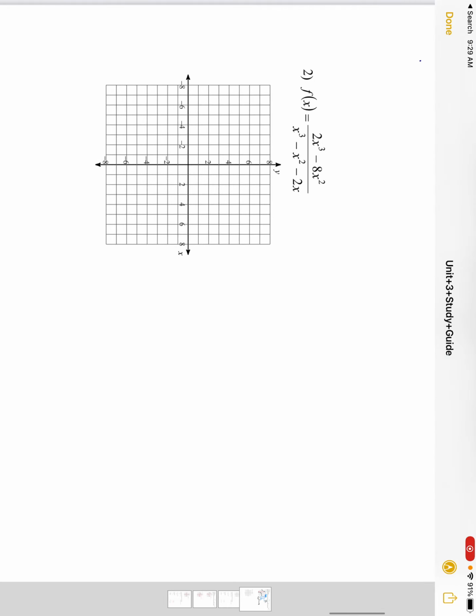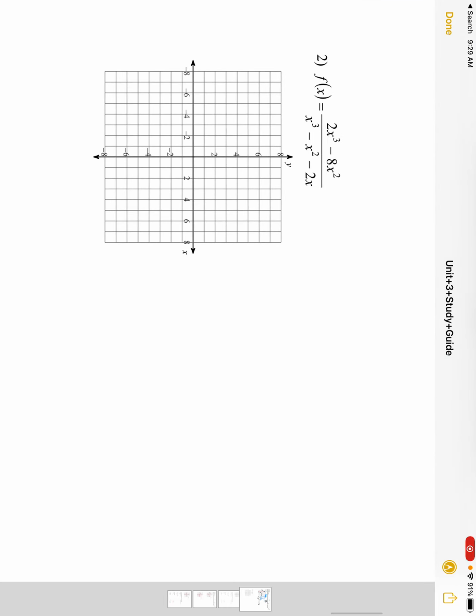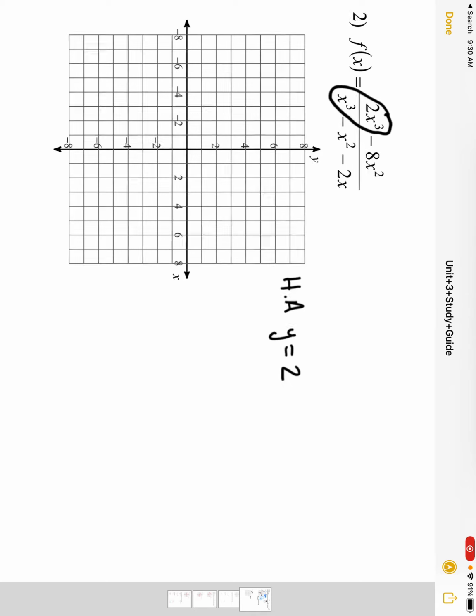For number 2, we're going to do something similar, but in this case, before we get started factoring, we can just find the horizontal asymptote. We have x cubed divided by x cubed. So the horizontal asymptote is the ratio of the leading coefficients, which is 2 divided by 1. So the horizontal asymptote is 2.